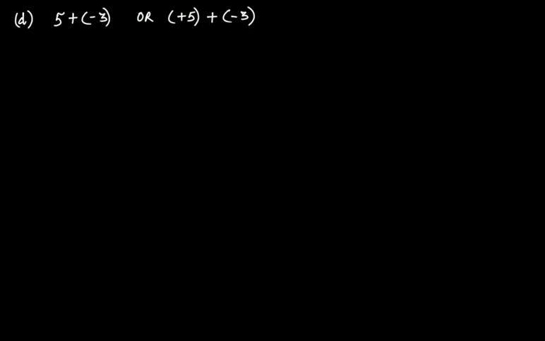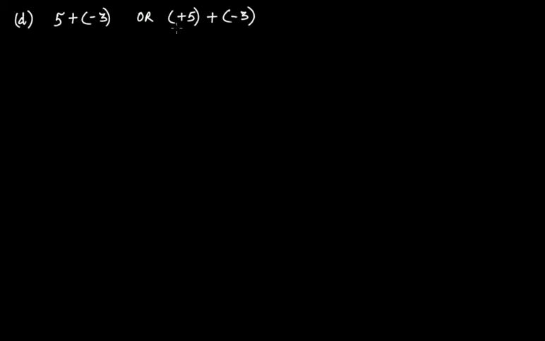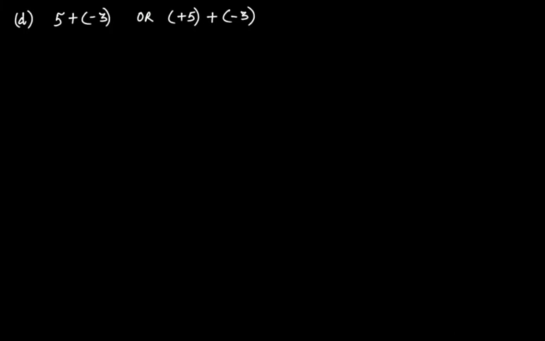Now let's see this one. In this question it was minus 5 plus 3. In this question it is plus 5 plus minus 3. We have changed the position of the minus sign. In this question the minus sign was with 5 and the plus sign was with 3. But in this question we have interchanged the position of the negative sign. So the minus sign is with 3 and the plus sign is with 5.